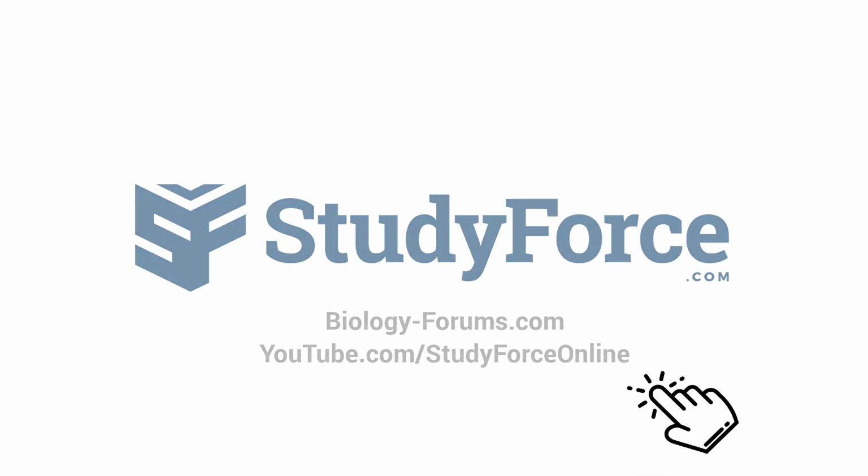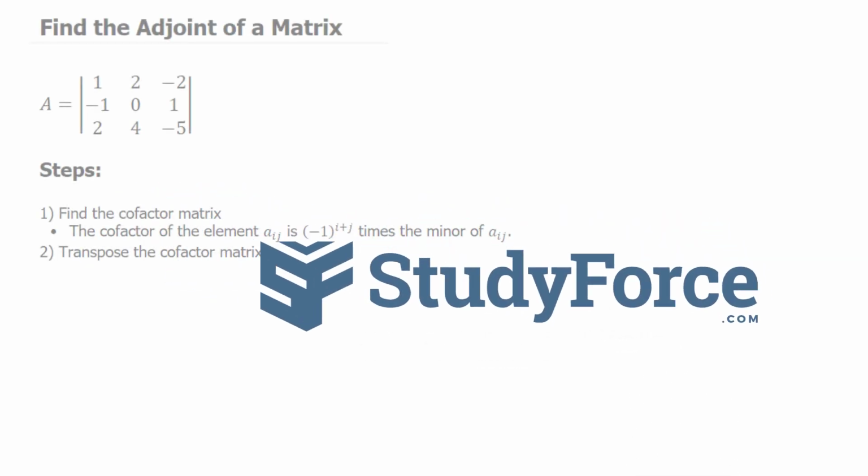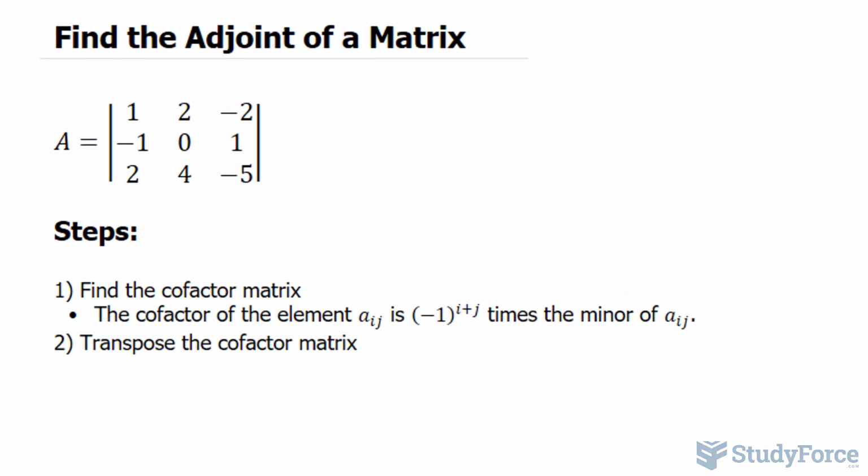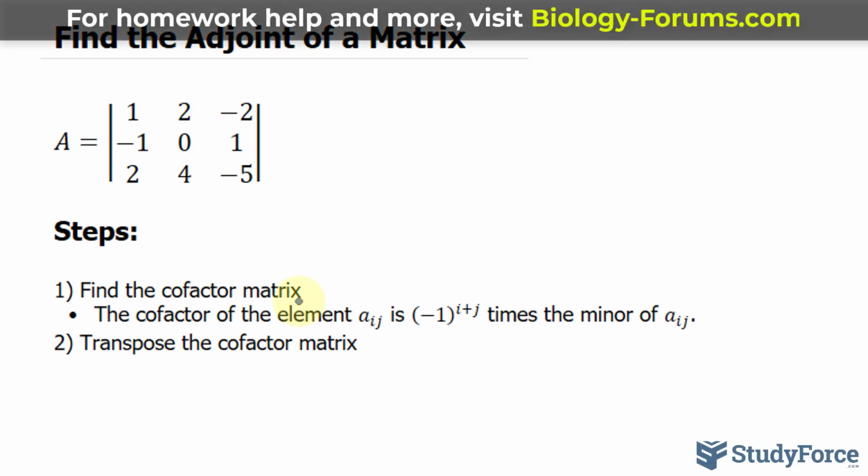In this lesson, I'll show you how to find the adjoint of a matrix. Notice that we have a 3 by 3 matrix here called A, and the steps to doing this are outlined underneath. The first step is to find the cofactor matrix for this matrix.